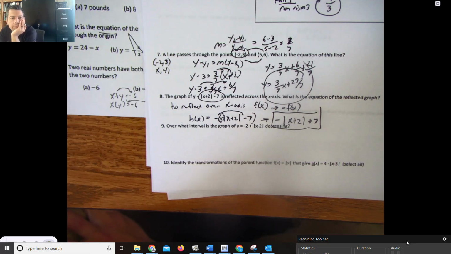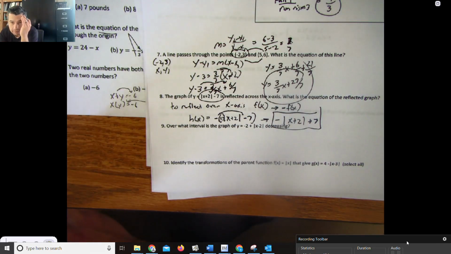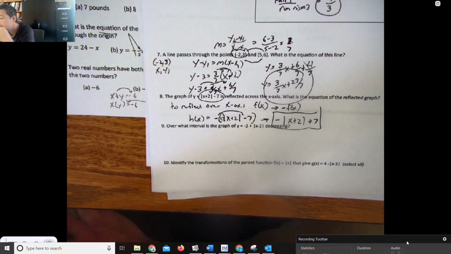Over what interval is the graph of y equals negative 2 plus the absolute value of x minus 2 decreasing? And to do this, you either have to think about it in your head or you need to draw it. And I've said this with y'all. I'm pretty sure I've said it every class. A picture is worth 1,000 words. It always is. Even in math, it's worth 1,000 words.